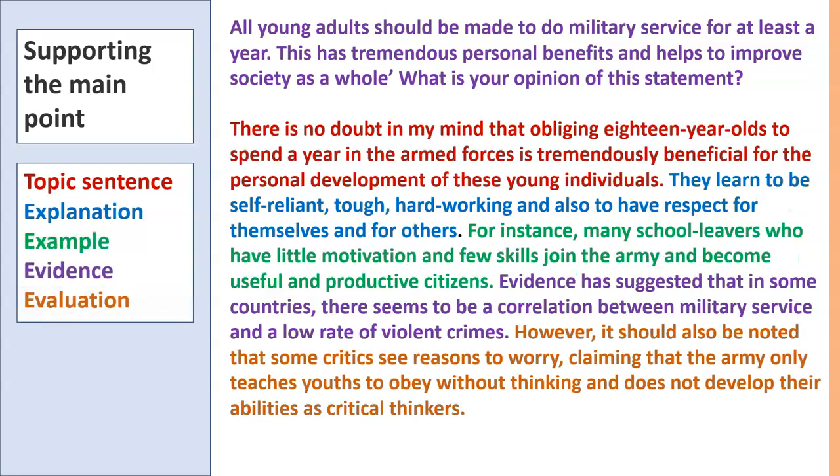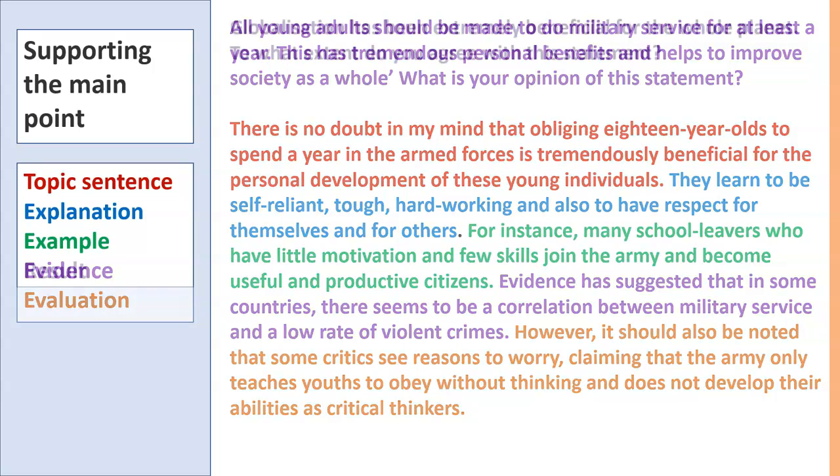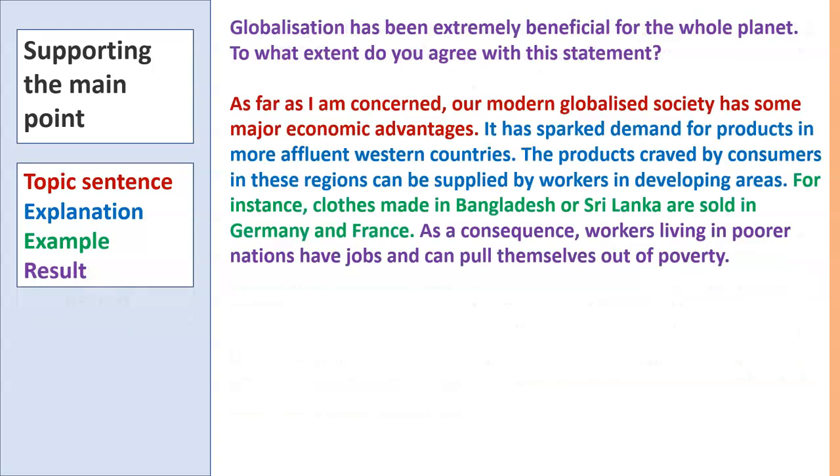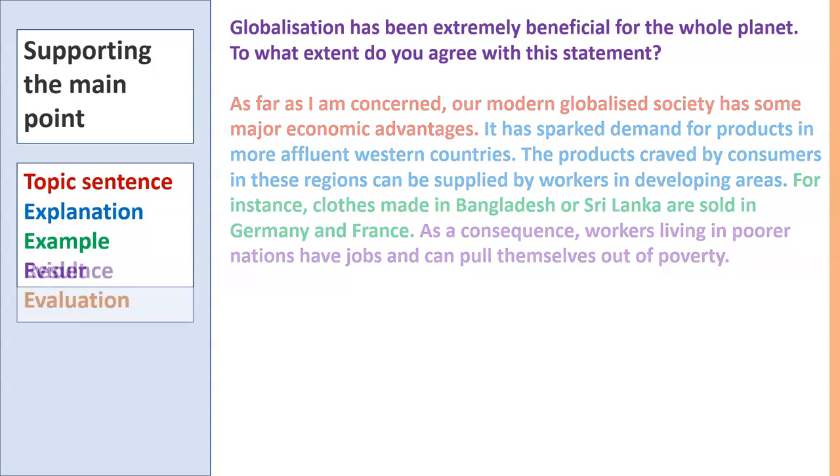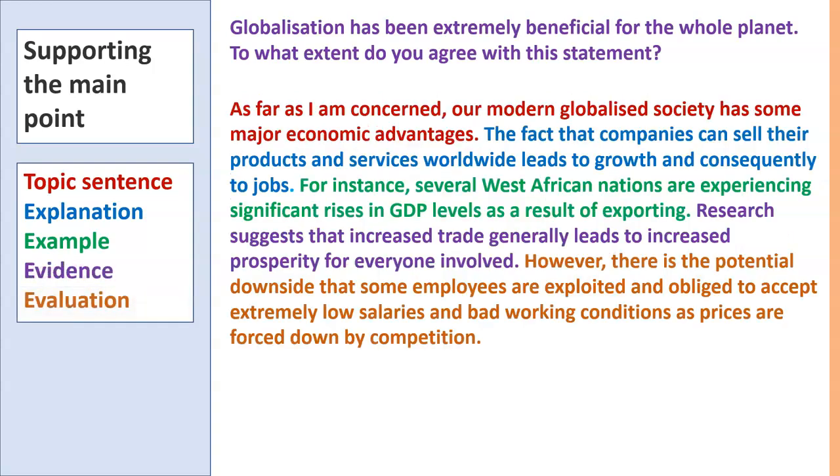Another example where we have a topic sentence followed by explanation, an example, evidence and evaluation. Evaluation often comes at the end of a paragraph. Here we have explanation, examples and result. So you can see even in quite a short paragraph we've included 3 ways of supporting the main idea. And here we have explanation, example, evidence and evaluation.